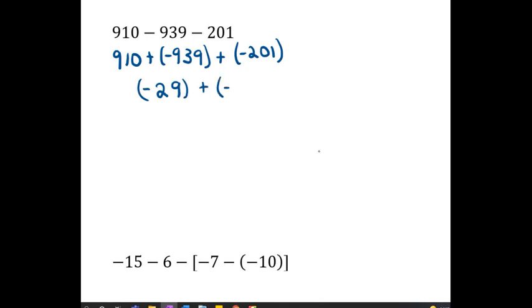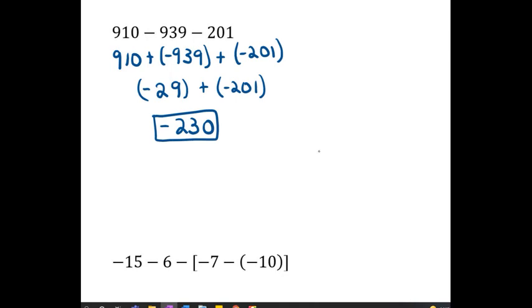And then I'm going to say, okay, I have a negative plus a negative. I have the same sign, add and keep the sign the same. So 29 plus 201 is 230. They're both negative, so my sum will be negative.